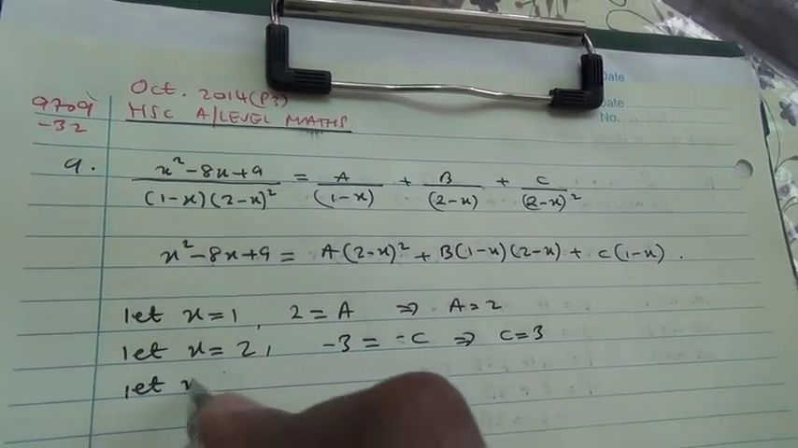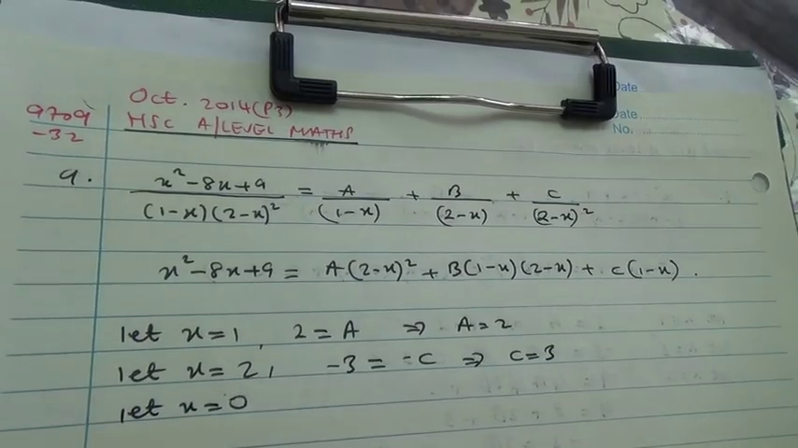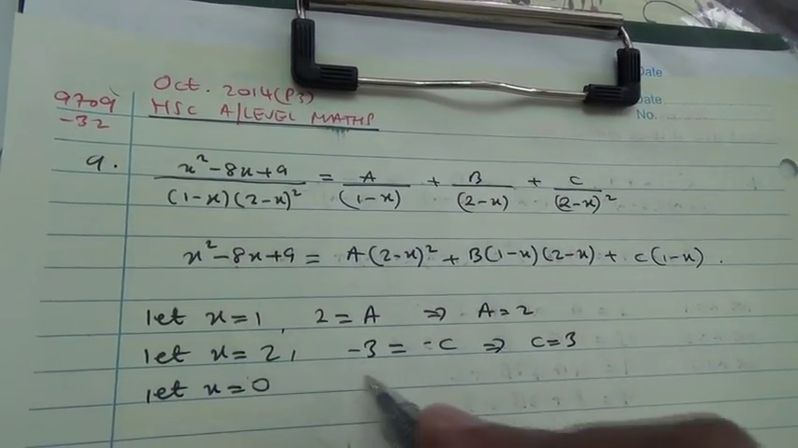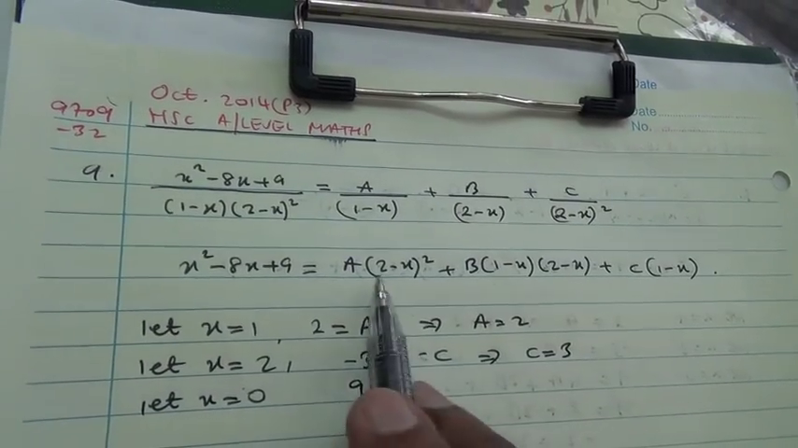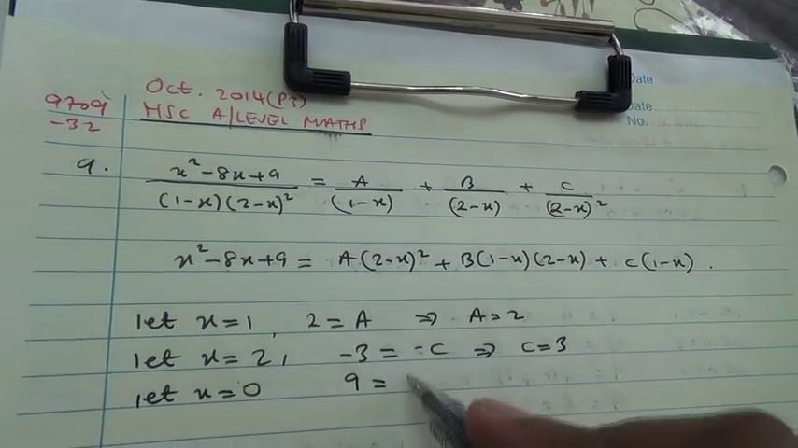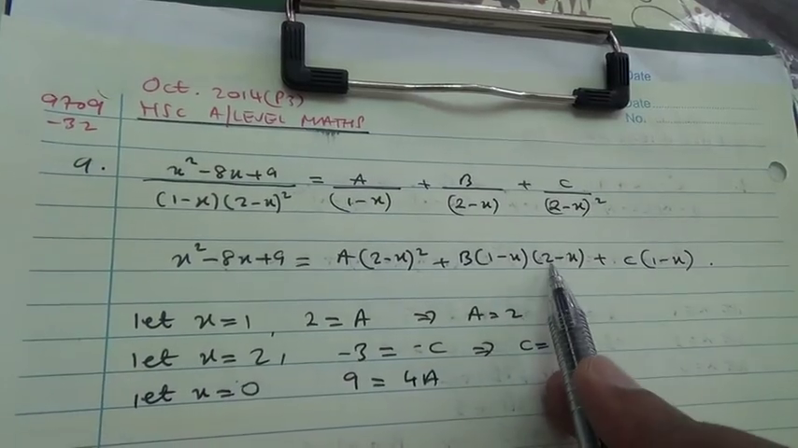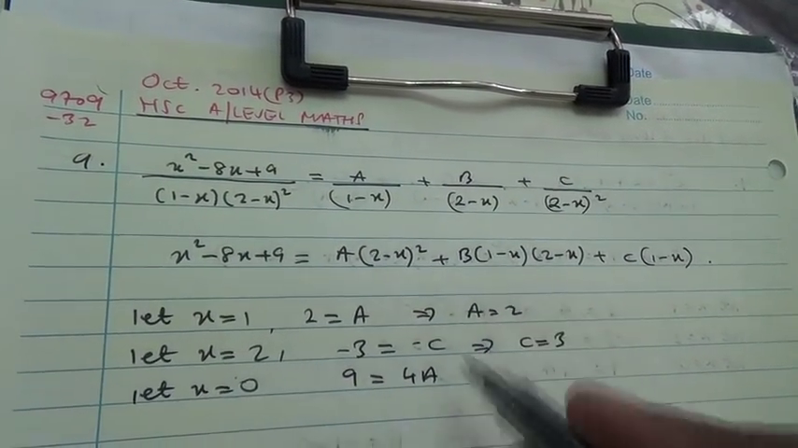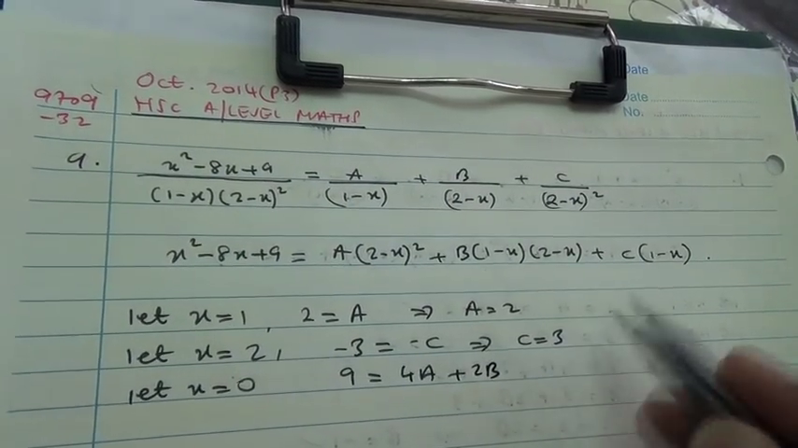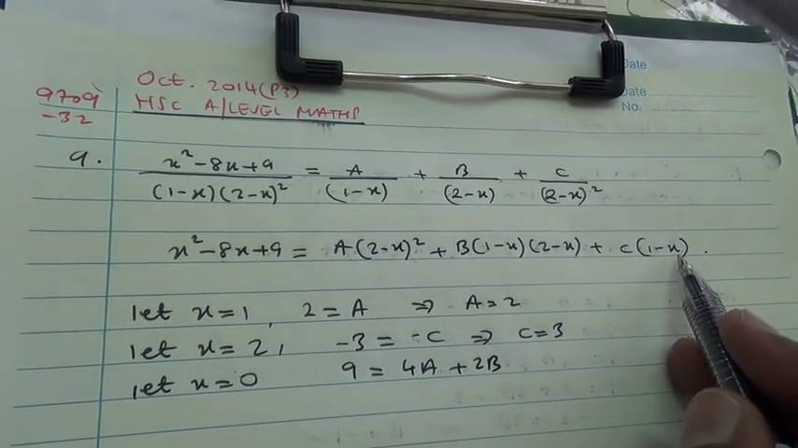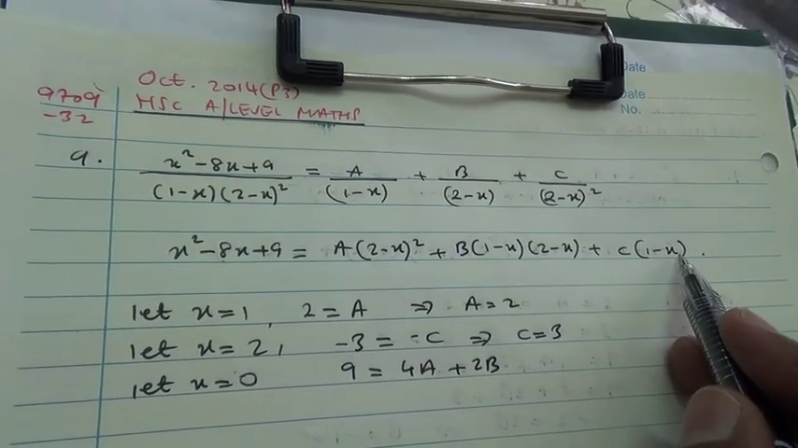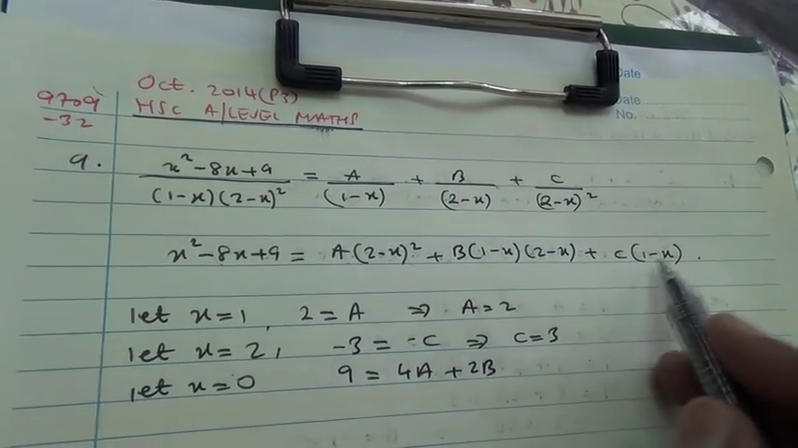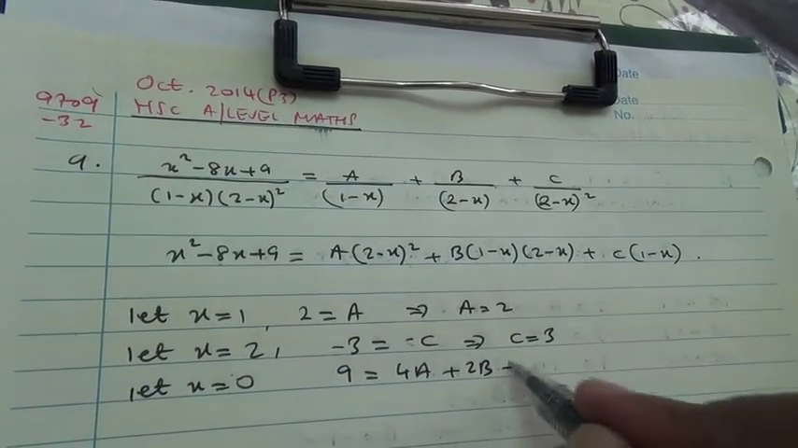And then let x equal 0. So replacing 0 here, 0 minus 0 plus 9 is 9. 9 is equal to 2 minus 0 is 2, 2 squared is 4, 4 times A is 4A. 2 minus 0 is 2, 1 minus 0 is 1, 1 times 2 is 2, 2 times B is 2B. Okay, sorry, 1 minus 0 is 1, 1 times C is C.